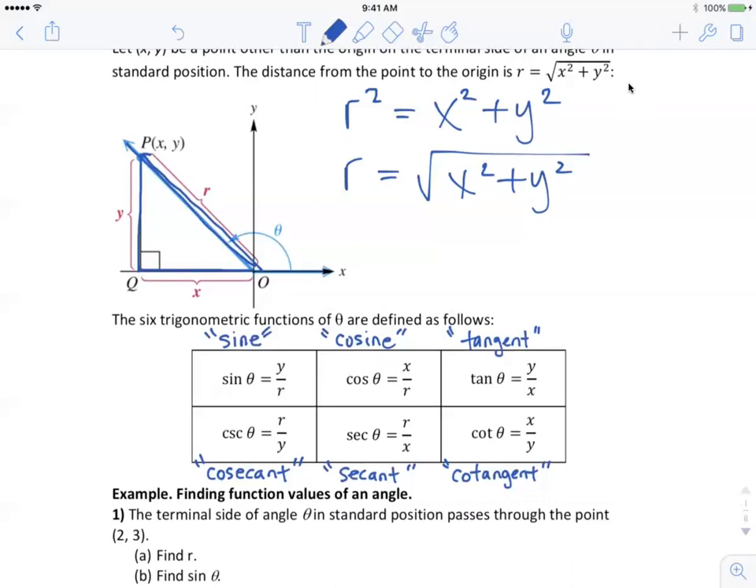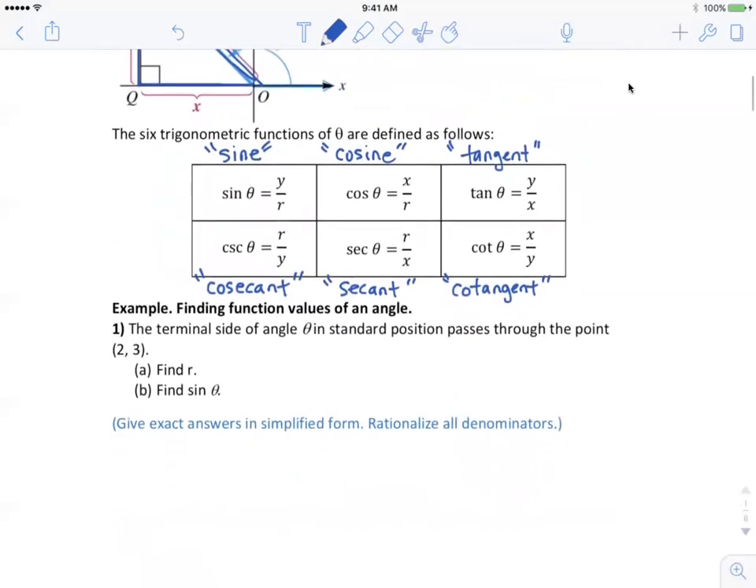So there's six of them. We have sine, cosine, tangent, and then the bottom three are cosecant, secant, cotangent. Notice those three are just the top three flipped over. So let's practice with those definitions with some examples.